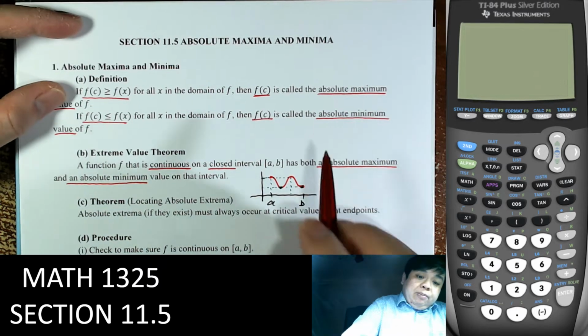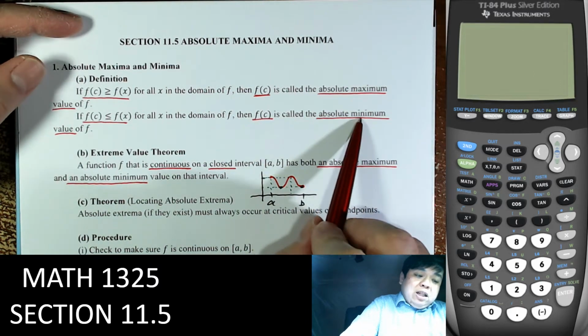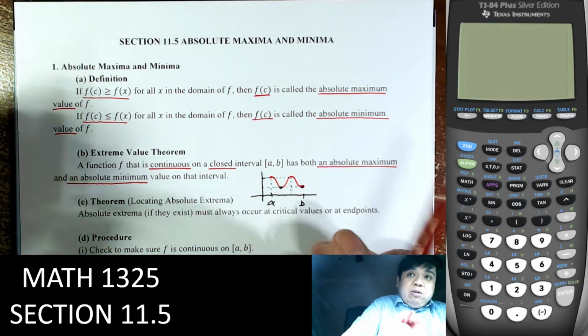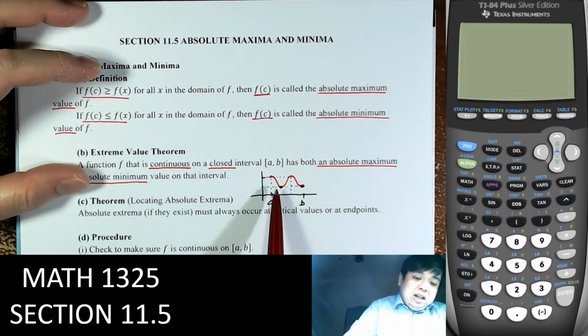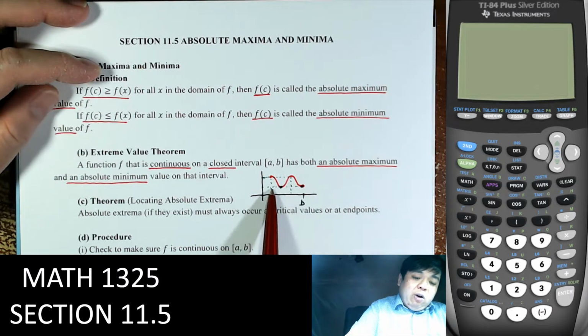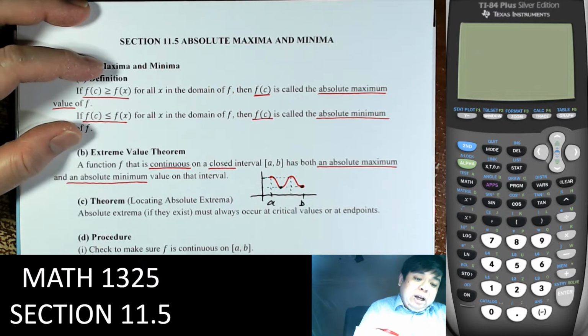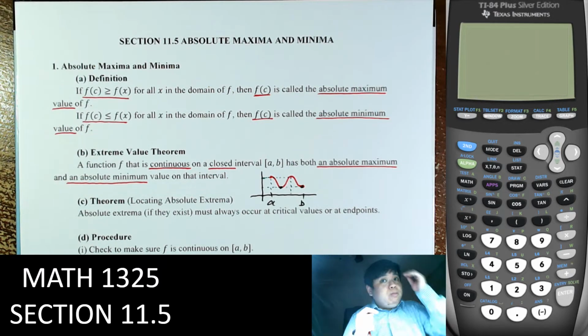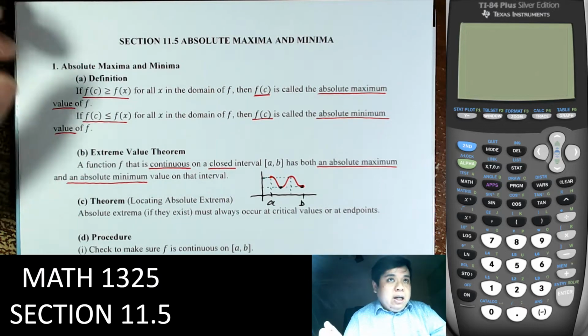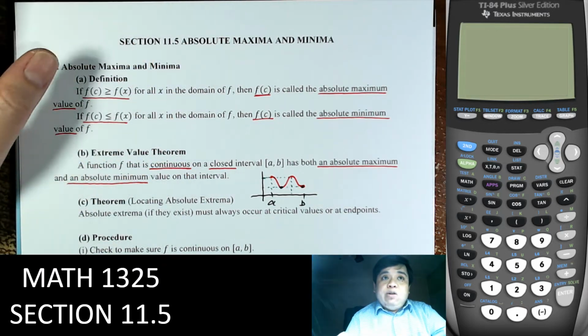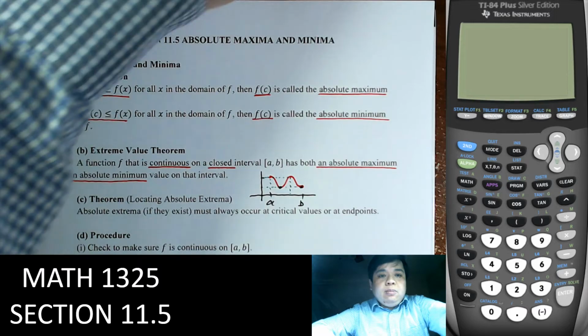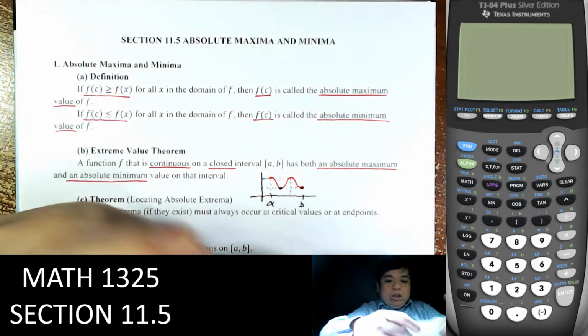To summarize, we define the absolute maximum or absolute minimum value as the y value that is highest for every x in the domain, or lowest for every x in the domain. And to guarantee we have an absolute maximum and an absolute minimum, the interval has to be closed and the function has to be continuous. Right, let's delve more into that.